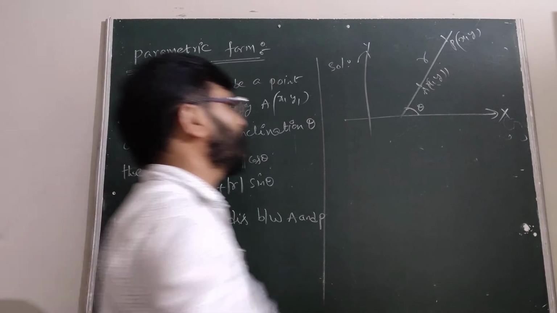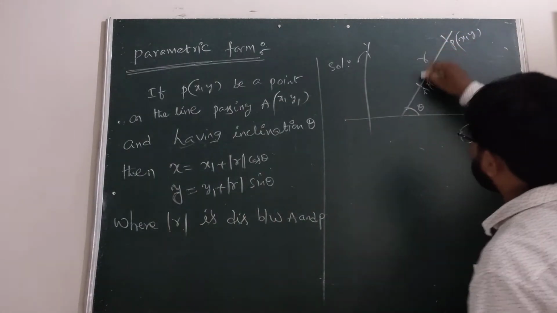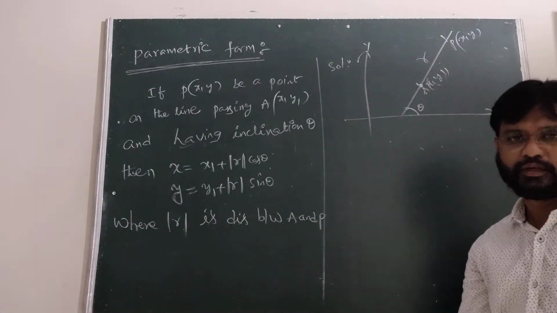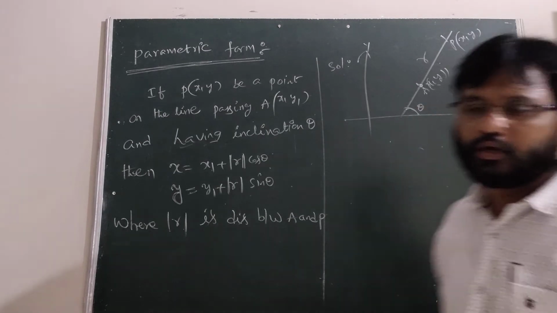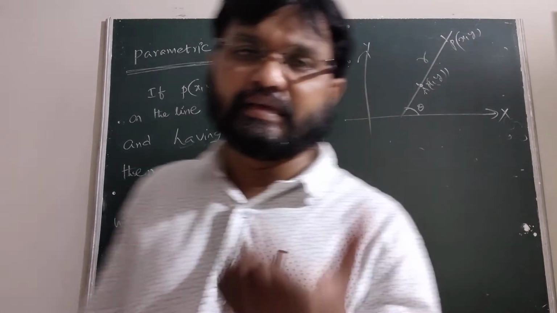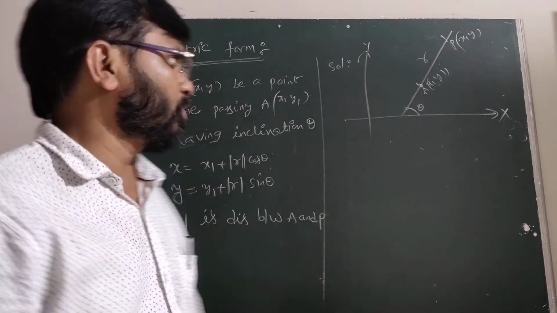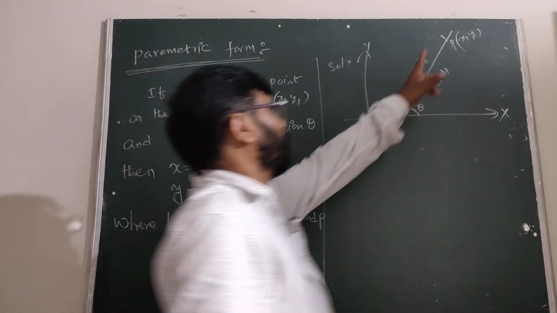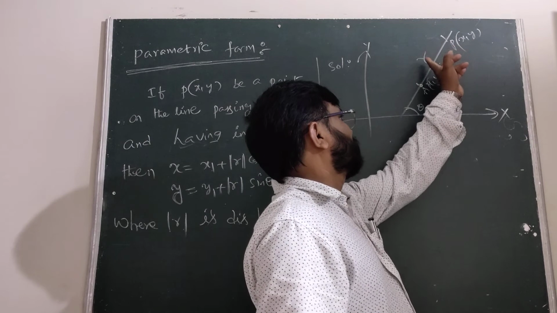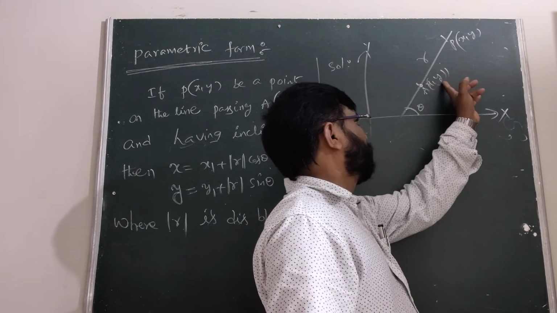Therefore, the point P is at a distance r from the point A. So, this is used to find the points, the distance, and the theta also. Suppose we want to find the coordinates of the point P at a distance of 5 units from the point (1, 2).